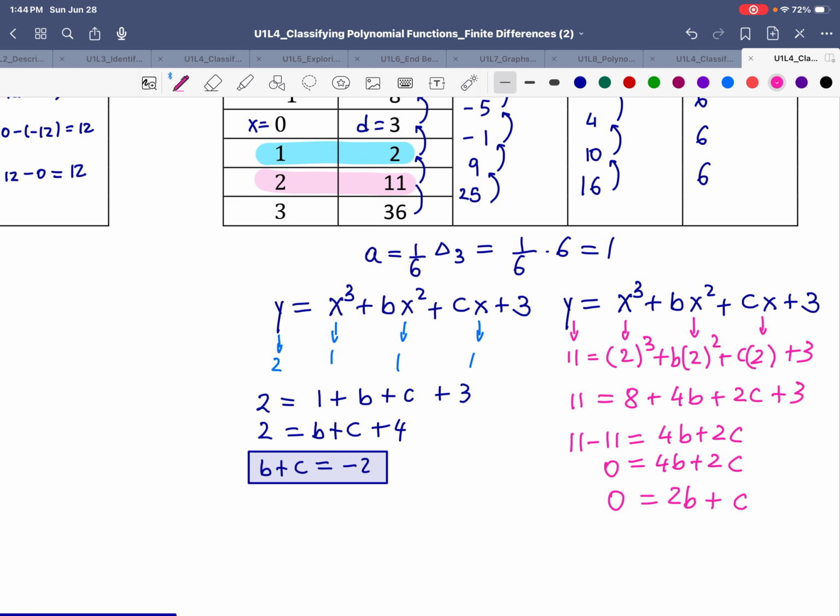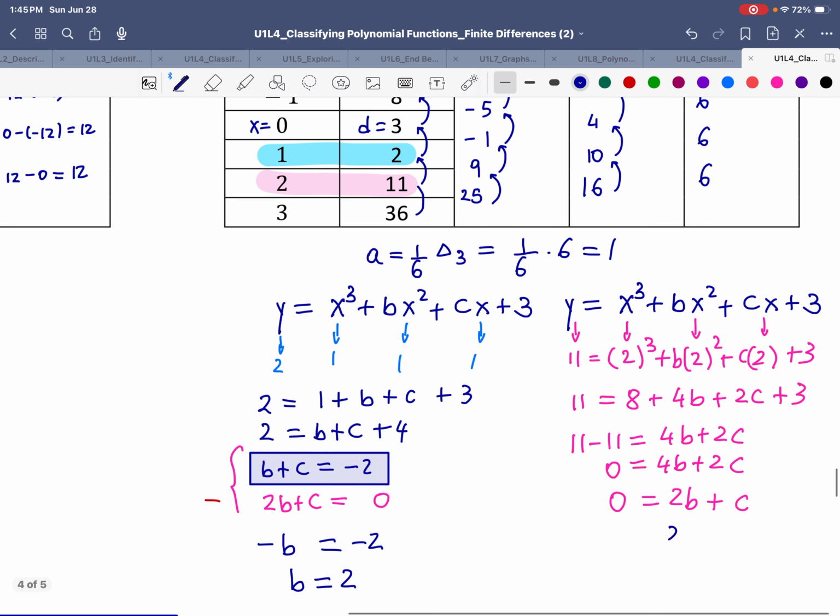So we're going to put the two equations together so that we can solve. So we have 2b plus c equals 0. And that means that by elimination, we're going to have b minus 2b, negative b, c minus c is 0, negative 2 minus 0, negative 2. So the value of b is 2, and the value of c is 2 times 2 plus c equals 0, so we get c equal to negative 4.